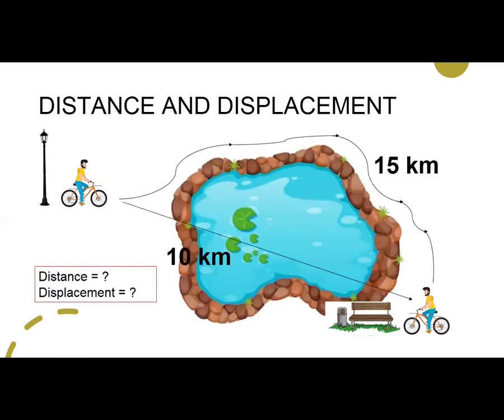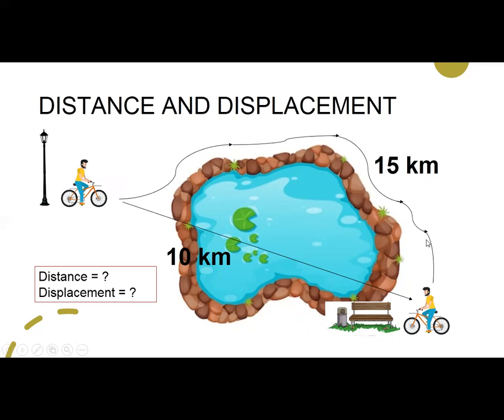So, let's take a look at this illustration. This man riding on a bicycle traveled from here to here. So, nag-travel siya, galing dito, dito siya dumaan, papunta dito. So, kung tatanungin tayo kung anong distance, ang magiging sagot natin ay 15 kilometers. Kasi mineasure lang natin kung saan siya dumaan, kung gaano kalayo yung tinravel niya.